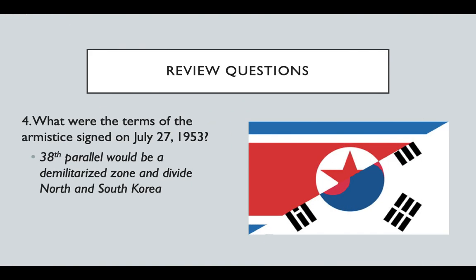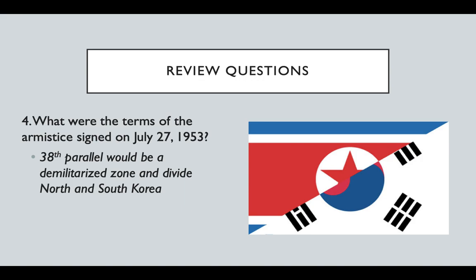Number 4. What were the terms of the armistice signed on July 27th, 1953? Which took quite a while to reach this point, by the way. What was it, 2 years and 17 days of truce talks. And what comes out of that is a divided Korea into North and South Korea at the 38th parallel. At the line would be a demilitarized zone, DMZ. Not TMZ, DMZ. Still stands today.